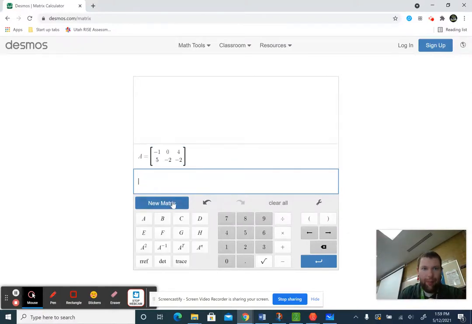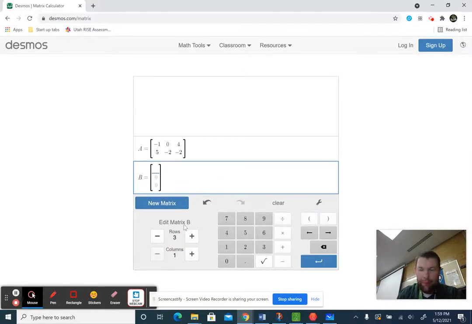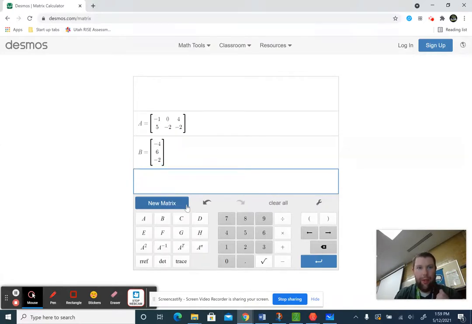Then I need another matrix, and this one is a 3 by 1. So 3 by 1, and it was negative 4, and 6, and negative 2. Okay, then we are going to do A times B. Negative 4, negative 28. That's what I got. Yay, I can do math.